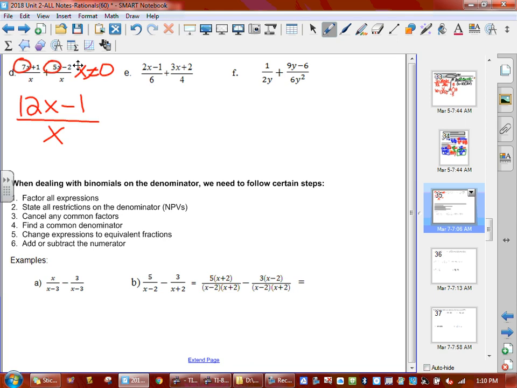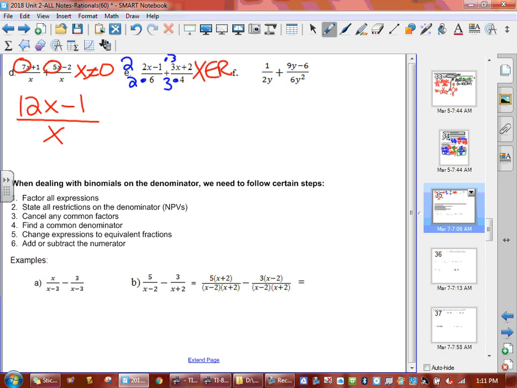Okay? Letter E. Do we have a variable in the denominator? No. So do we have any non-permissibles? No. So how do we say that? X is a real number. Good. So what would I multiply? What would be in common between 6 and 4? 12. Good. So what do I multiply by 6 to get 12? 2. So I'm going to multiply this by 2 and the top over there by 2. What do I multiply 4 by to get 12? 3. So I'm going to times this guy by 3 and that side by 3.